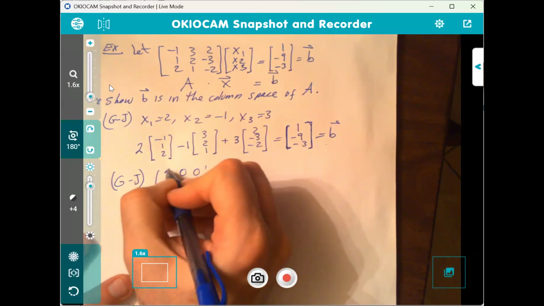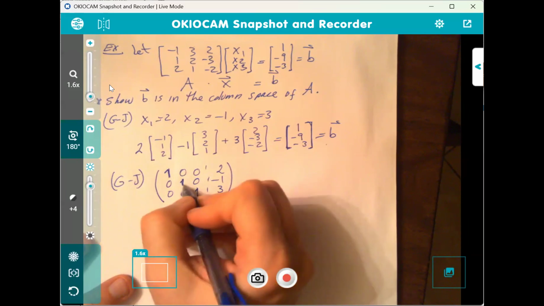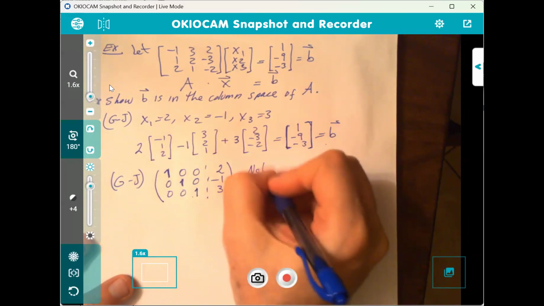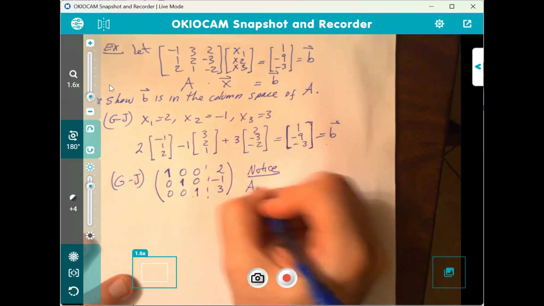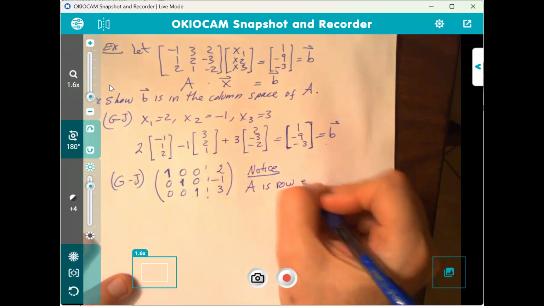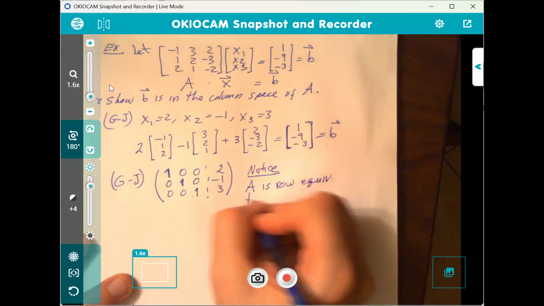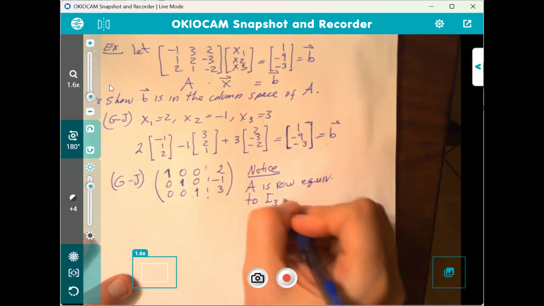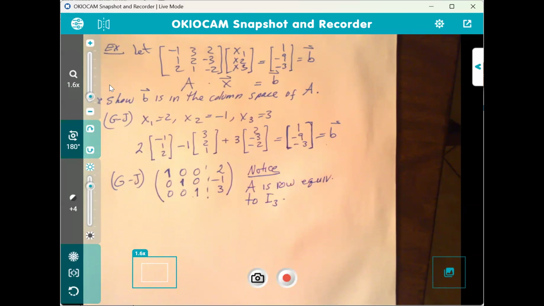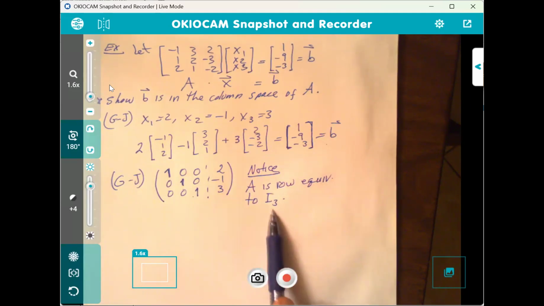Notice that matrix A, this matrix of coefficients, is row equivalent to an I3 identity matrix of size 3. And that was one of those 10 things that we just saw before the break. Not the 10 things in section 4.2, by the way. The one that said all of these statements mean the same thing. A is invertible means determinant is not zero. It means A is row equivalent to In.